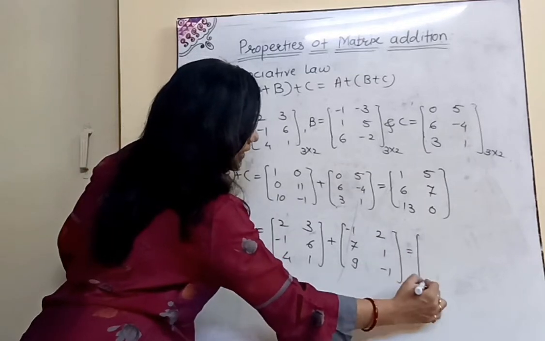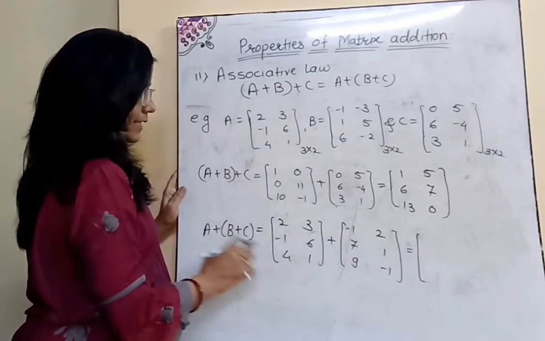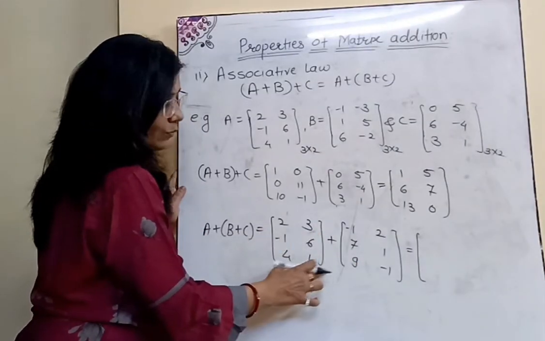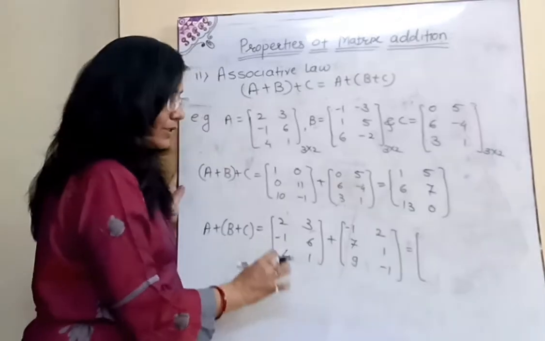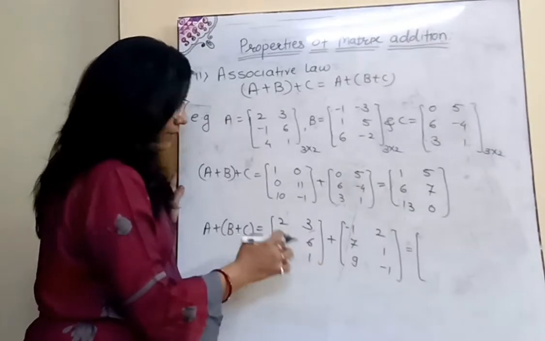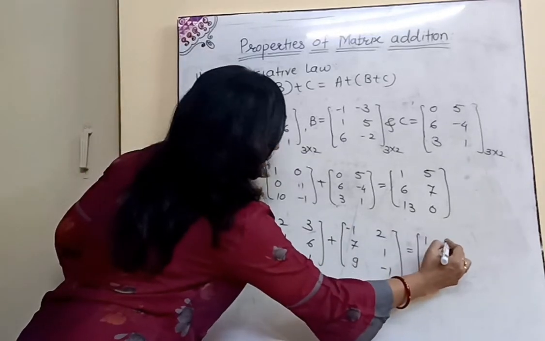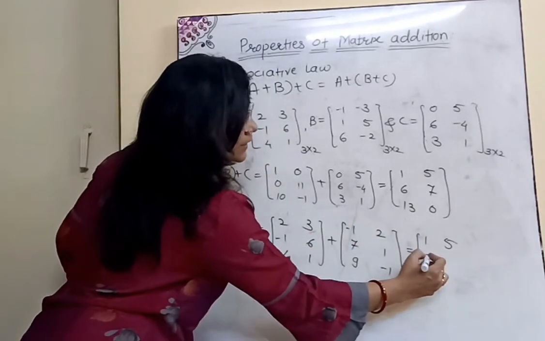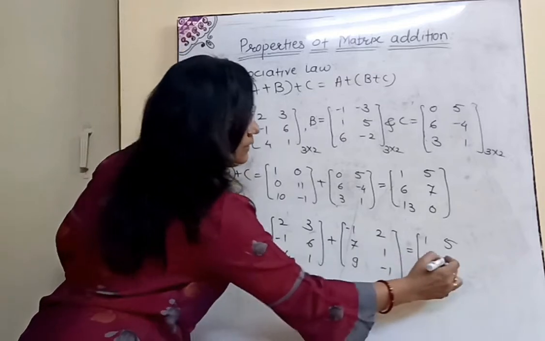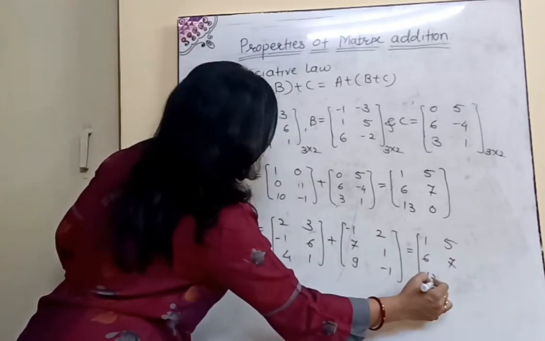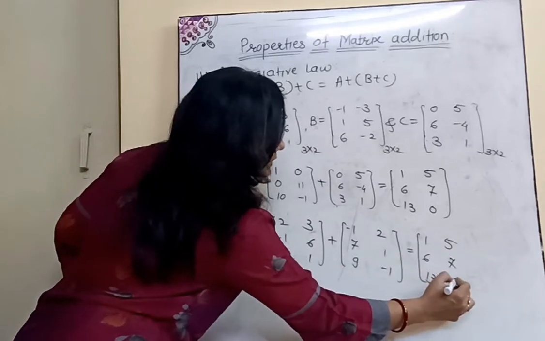So if we add these two matrices, that is A as it is and B plus C, the resultant matrix is here. Both the matrices have the same order, so you can add their corresponding elements. So 2 minus 1 is 1. 3 plus 2 is 5. Then minus 1 plus 7 is 6. 6 plus 1 is 7. 4 plus 9 is 13. And 1 minus 1 is 0.